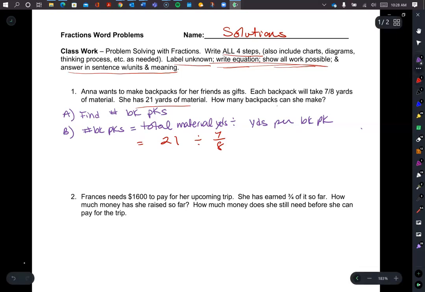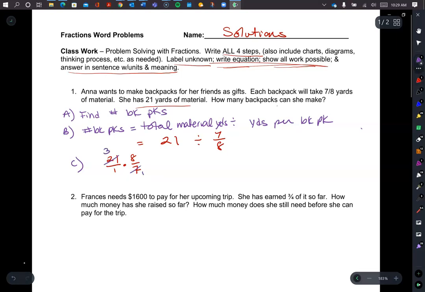Then we're going to see how they fit together. So I'm going to do this one out by hand. Again, you can use a calculator, but just to be sure, let's review a little bit of fraction skills here. When we're dividing by a fraction, we multiply by the reciprocal. So that would actually become 21/1 times 8/7. And then I could simplify before I multiply.